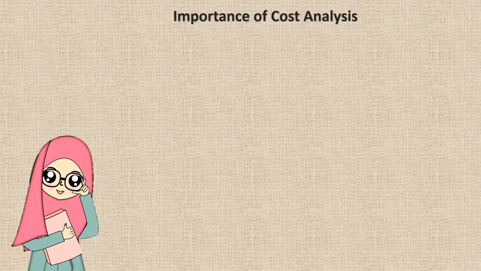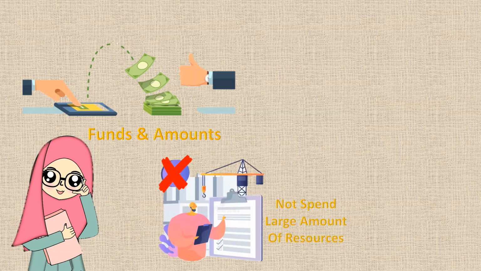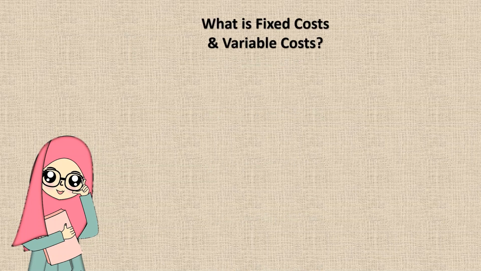The first is identifying the fund and amount required to complete a particular project. Secondly, to not spend a large amount of resources on unnecessary project materials, so that we do not waste the cost. And third, to establish goals. For example, the cost collected can guarantee the success of the event. Like we know, there are two types of costs that an event organizer must always consider when doing cost analysis of event management. Firstly, the fixed cost and secondly, variable cost.